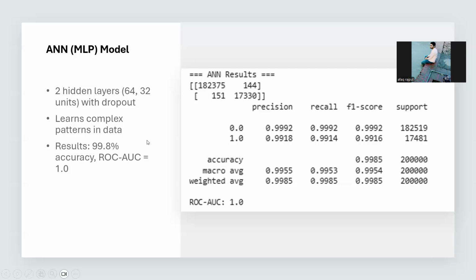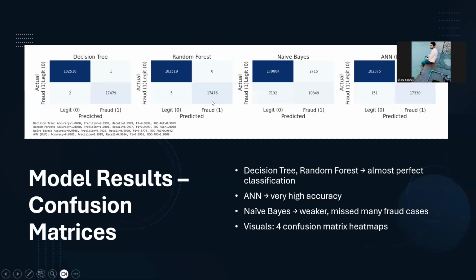is about model results, confusion matrices. I want to pass to my another colleague, Muhammad Uzair Khan. He will explain about this one.